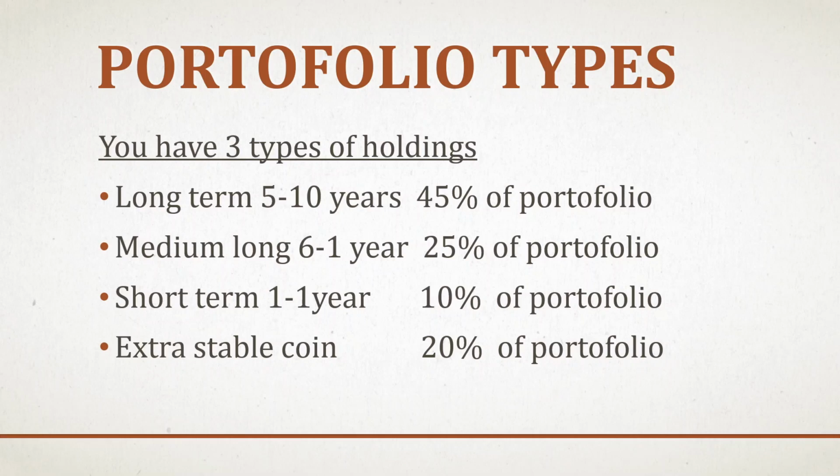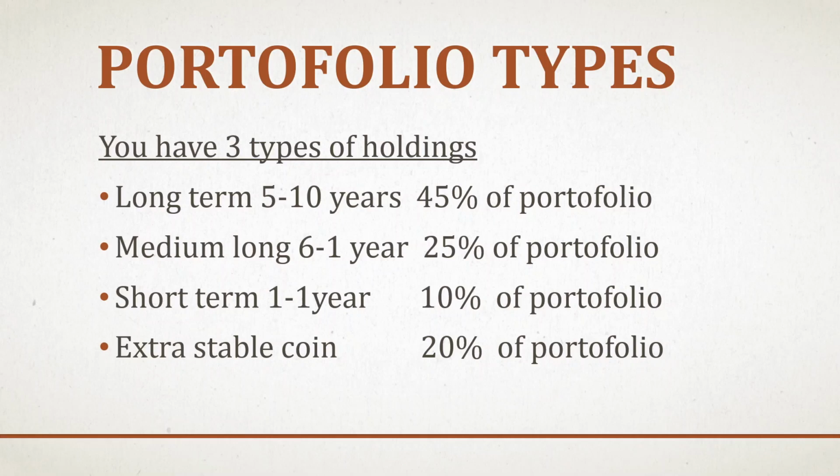Then you got a medium long term. That's between 6 months and 1 year. That's like 25% of your portfolio. The short term is from 1 month to a year. That's like 10% of your portfolio. So with the mid long term, I mean really that's like a swing portfolio. If you have a total of 100%, that's how I would divide it.